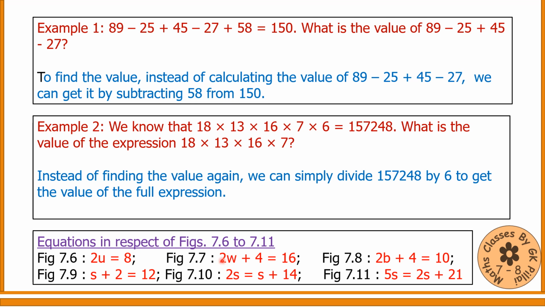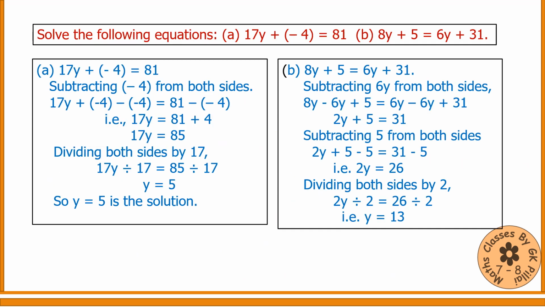What I am doing is giving below only the equations in the case of figures 7.6 to 7.11, using letter numbers or variables to denote the unknown weights in these figures. These two questions or equations are identical to your textbook examples. The step-by-step method of solving equations is explained here. Later on you will find the sums with reduced steps.